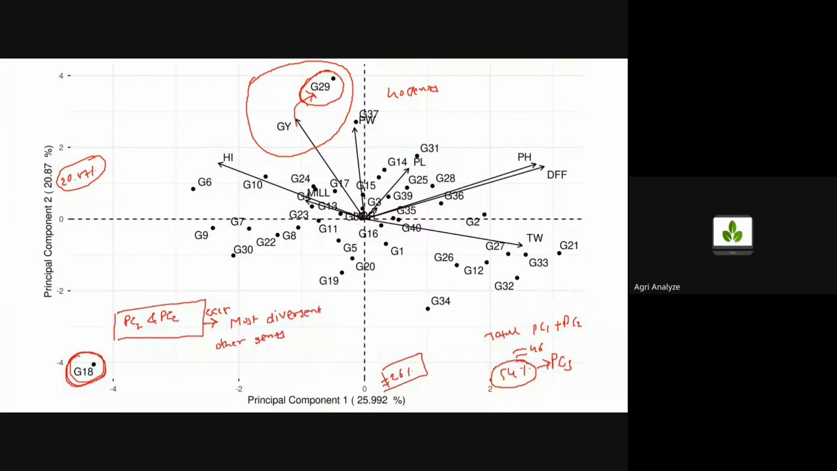So based on this biplot graph, we can find the directional relationship between variables and which genotype is nearest to which characters. It means genotype 29 is the highest yielding genotype based on this biplot analysis.